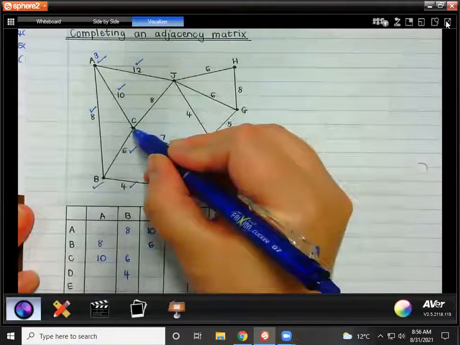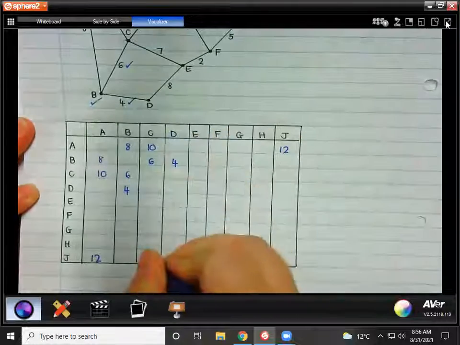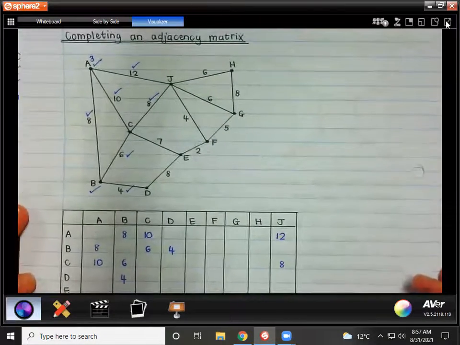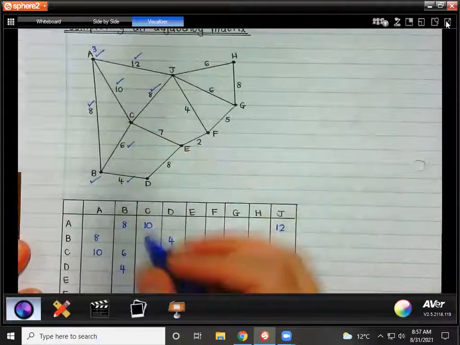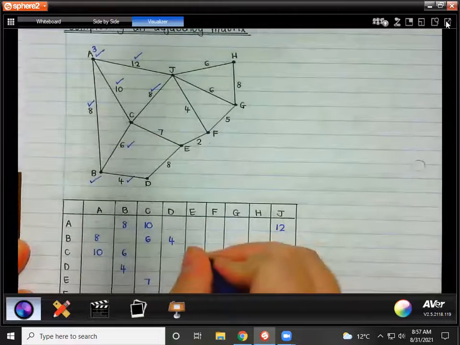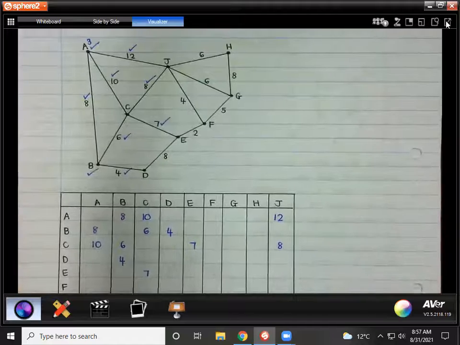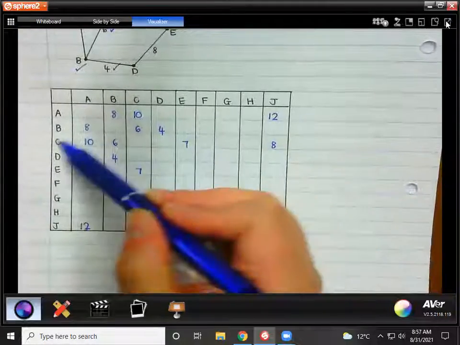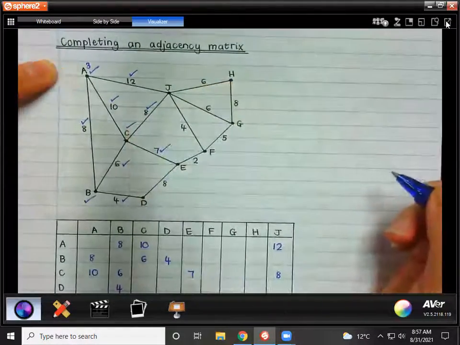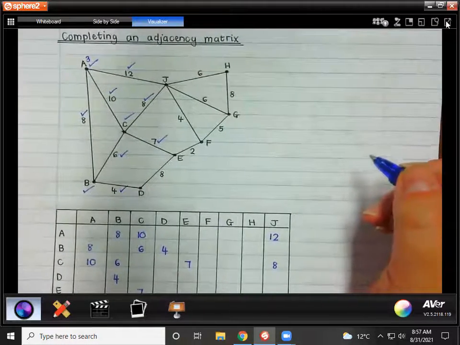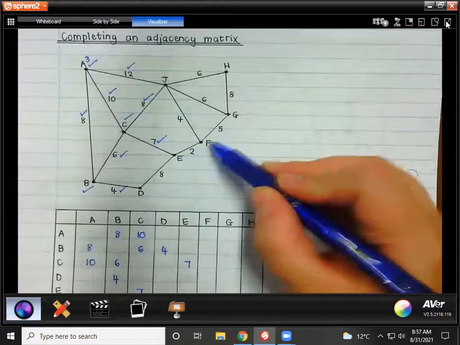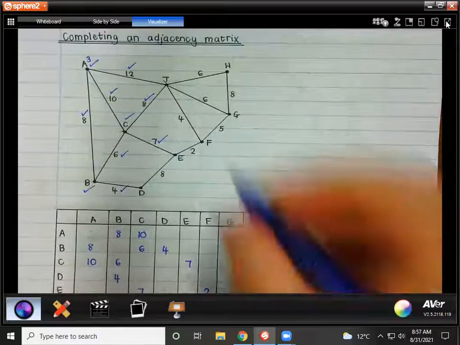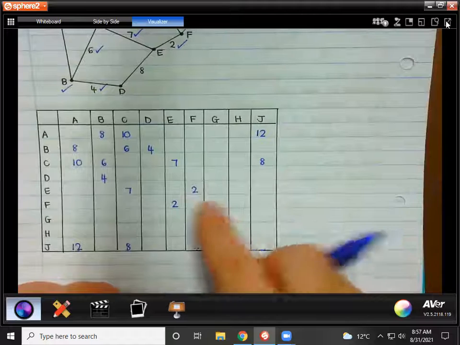Now I'm going to go from C. So CJ was 8, so CJ is 8 and CJ is 8. I'm going to tick off CJ on my graph. And then CE is 7, and that's CE also 7, and then we tick it off. The degree of C is 4, and we do have 4 entries under C and 4 entries across from C, so we're done with C. It's actually quite easy as long as you go systematically and make sure that you're filling everything in. Then let's check from E. EF is the only one that we haven't filled in, so EF is 2, and EF over there is 2, and now we're done with that one.